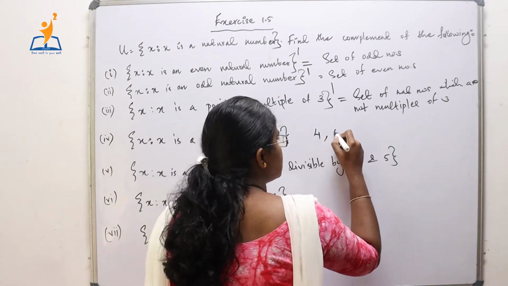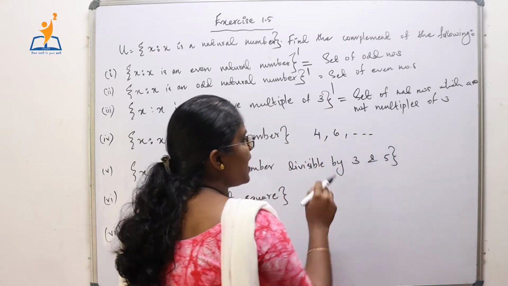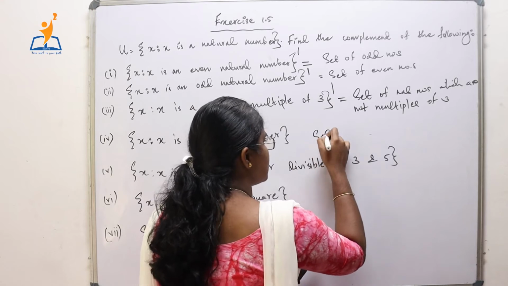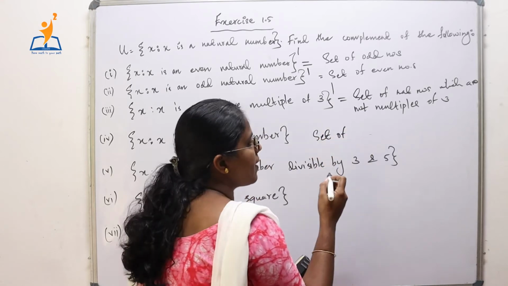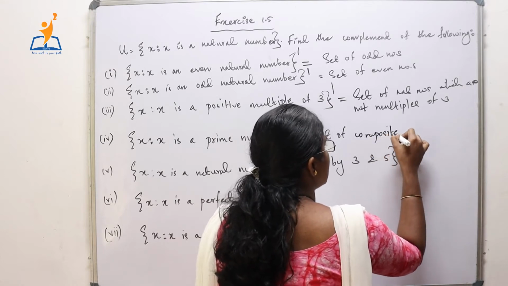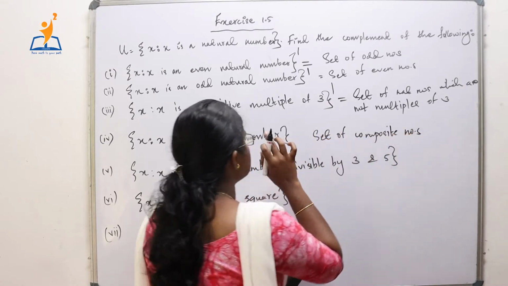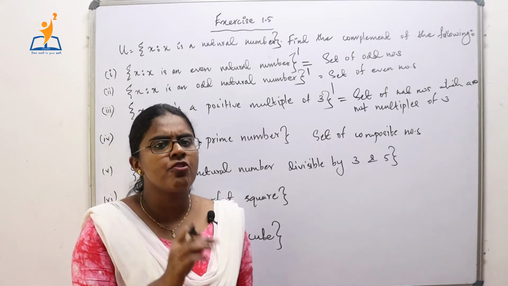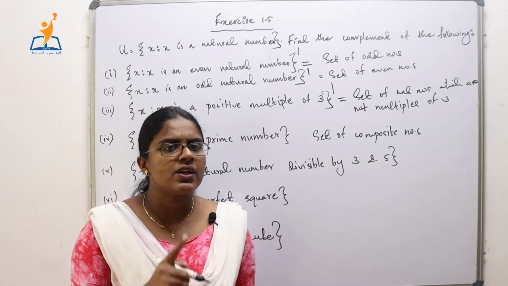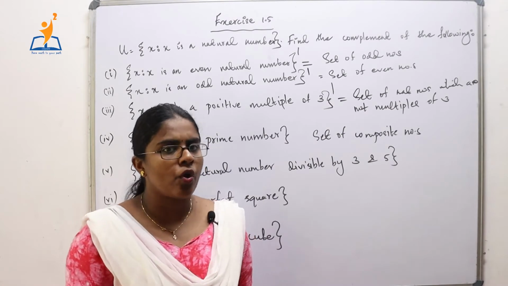Yes, we have 4, 6 and so on, which means they are composite numbers. The numbers which are not prime are called composite. So, the set of composite numbers will be the complement of this particular set. But we have missed some number, that is 1. What about 1? We know that 1 is neither prime nor composite.